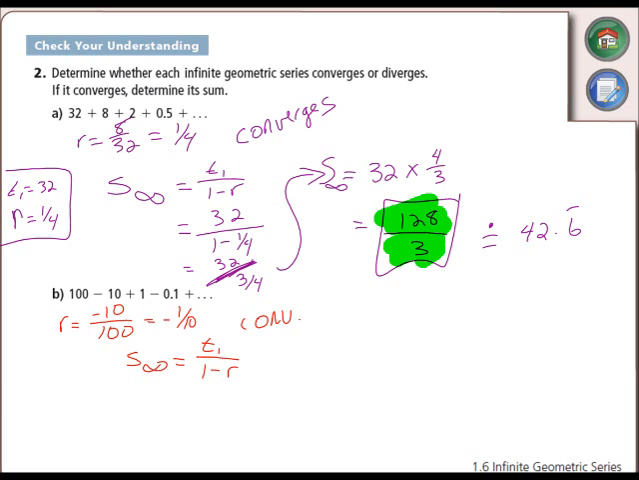And what are we looking for? We need T1, which is 100, and we need our R, which is -1/10, and let's just plug it in. So it equals 100 over 1 minus negative 1/10. And the denominator there is 1 plus 1/10. Oh, that's 11/10.